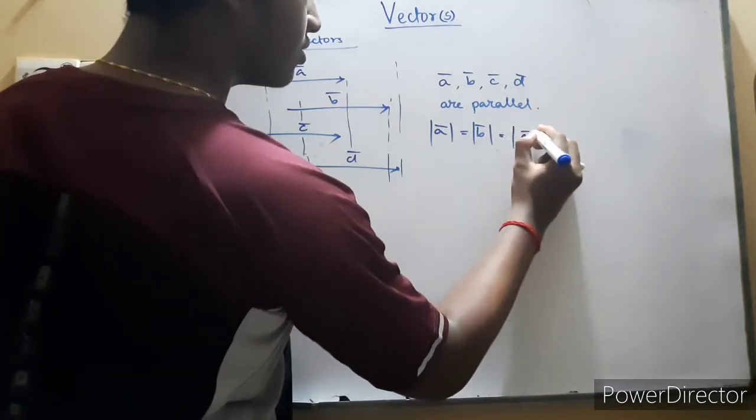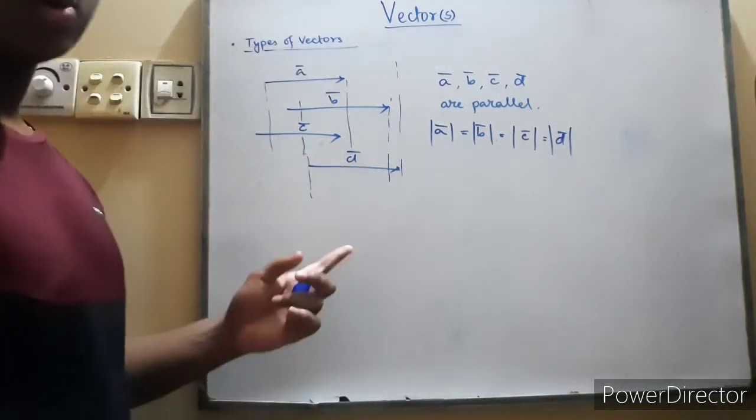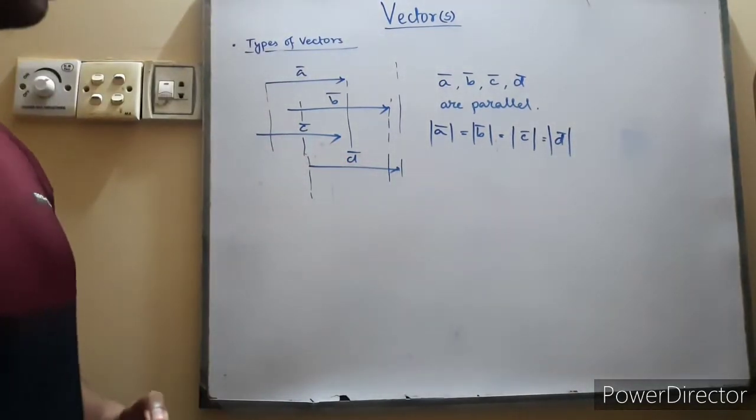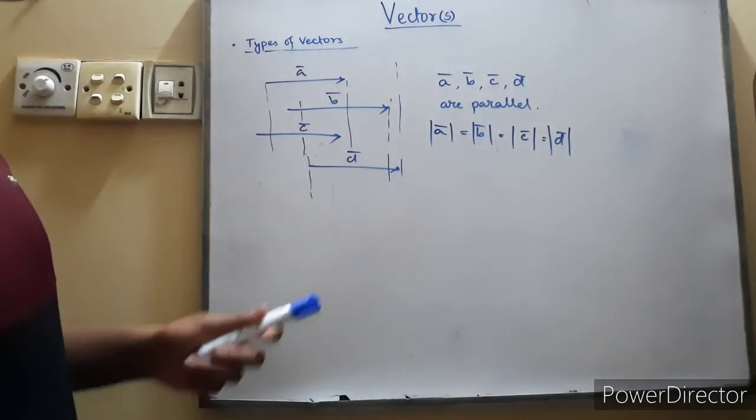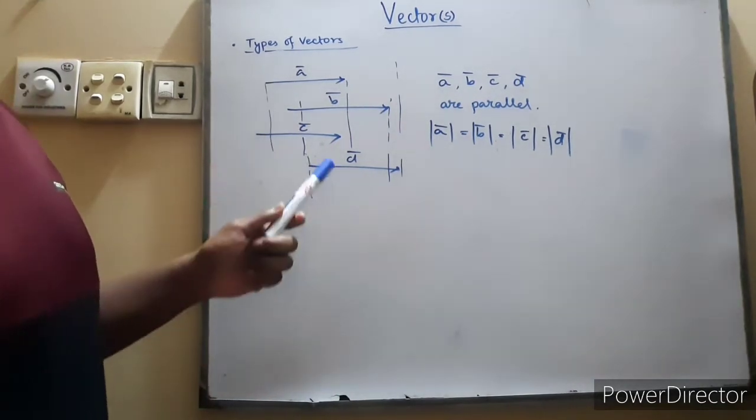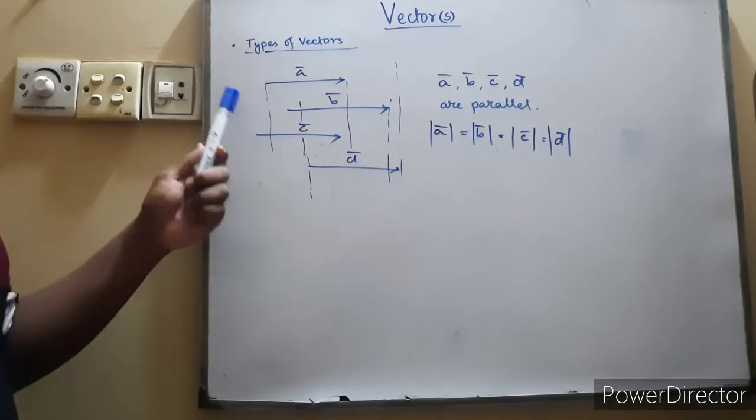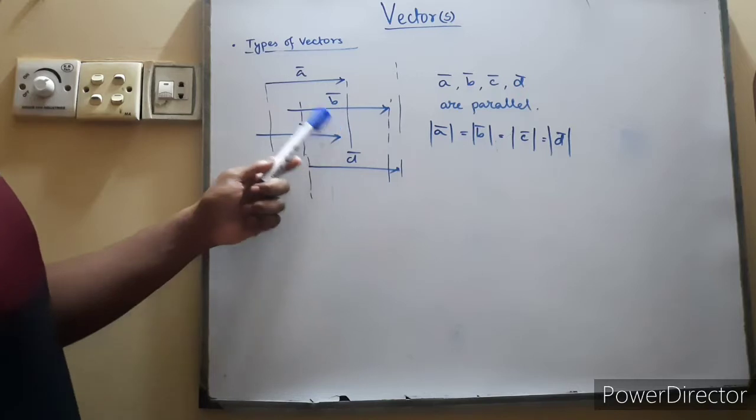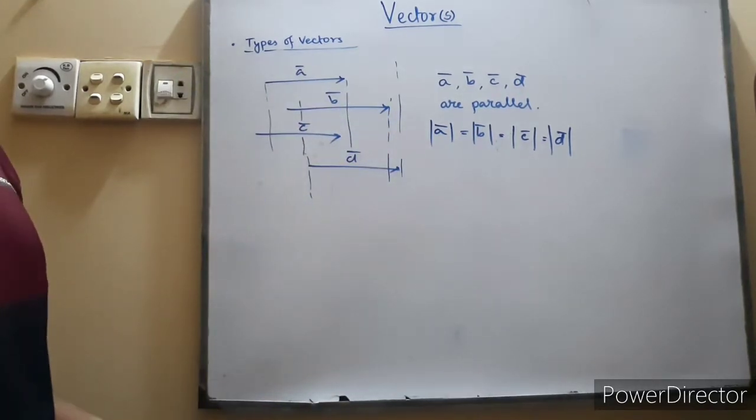So we can also say that they are equal vectors. You also need to know what an equal vector is. Please note it down. Equal vectors are parallel vectors having the same magnitude. So when two vectors, suppose A and B, have the same magnitude and are parallel to each other, they are considered equal vectors.